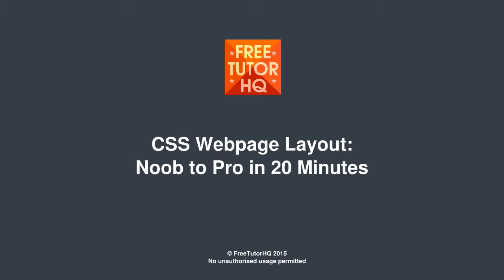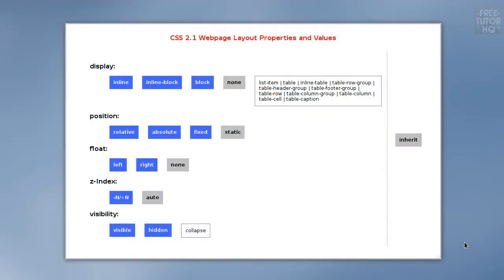Cascading Style Sheets have two main functions, page layout and content formatting. If you have started web page layout with CSS but encountered problems, this tutorial is for you. Here are the properties most relevant to CSS page layout: display, position, float, z-index and visibility. Their values are not all equally important, so let's go through them.